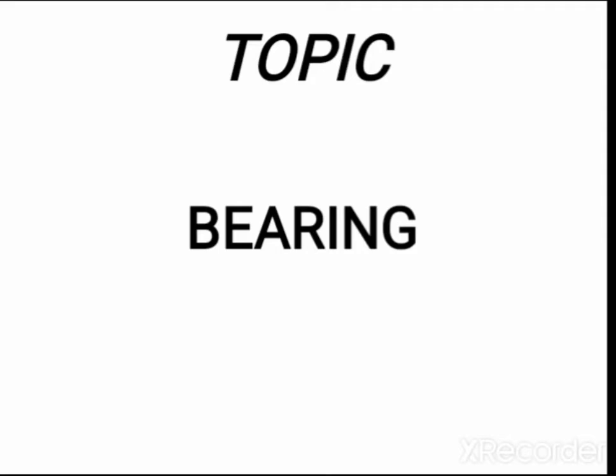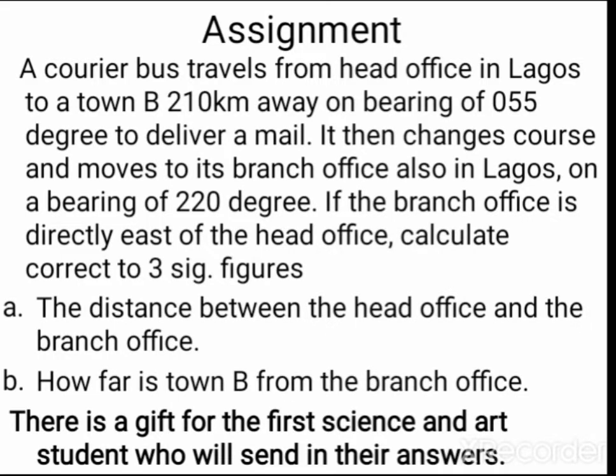And today we'll be looking at the assignment that was given last week, which some of you are yet to solve. The assignment states that a courier bus travels from head office in Lagos to a town B, which is 210 km away on the bearing of 55 degrees, to deliver a mail. He then changes course and moves to his branch office, also in Lagos, on a bearing of 220 degrees.